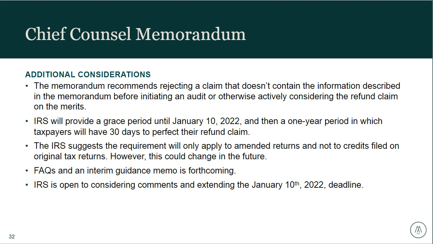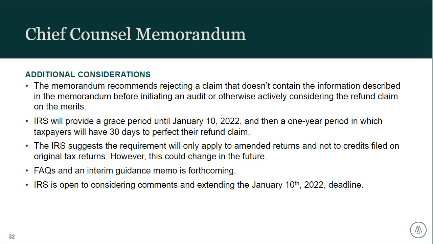So those are the three elements, and these are just additional considerations that were included in the memorandum. This memo takes effect pretty quickly, January 10th, 2022. Claims filed after that, you will need to provide this information. And basically the guidance says that if you don't include that information, the IRS won't just select you for examination, they will just reject the claim. You will then have a 30-day grace period to supply the information and resubmit the claim for consideration.